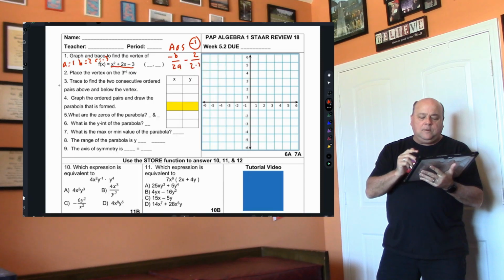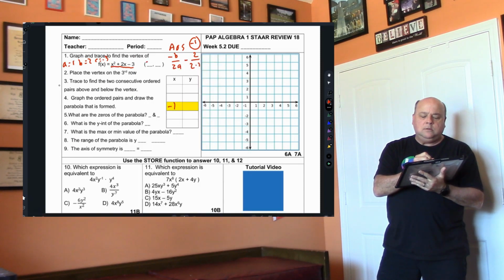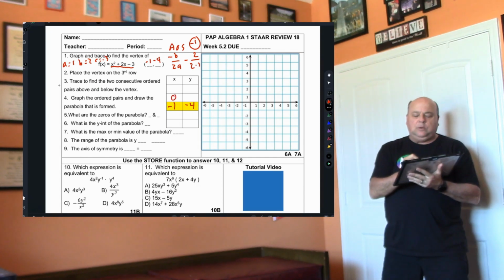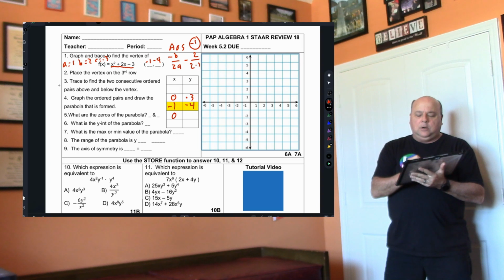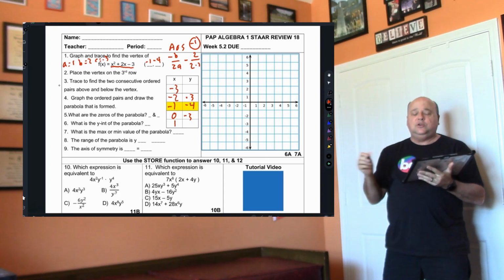So go to your paper, put negative 1, negative 4 right here. Remember, the 0 was negative 3. Oh, I need to put the 0 here. Make this negative 2, and make this negative 3. The 0 was negative 3. That means the 2 is going to be negative 3.